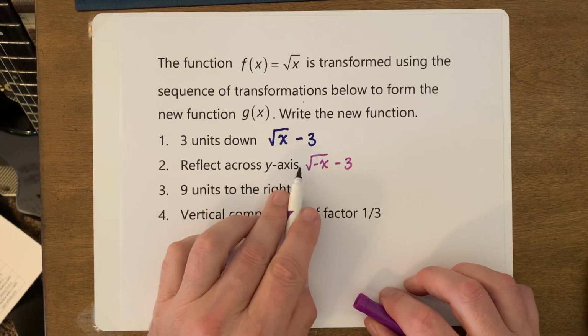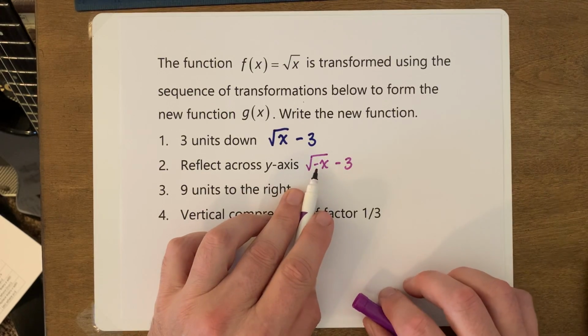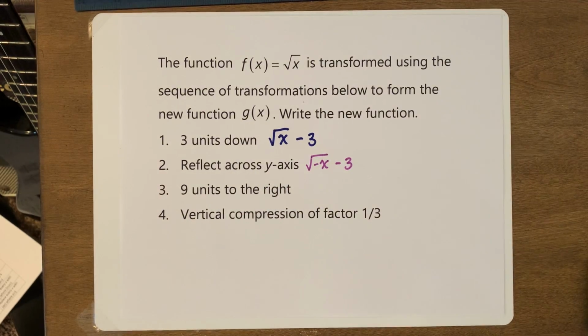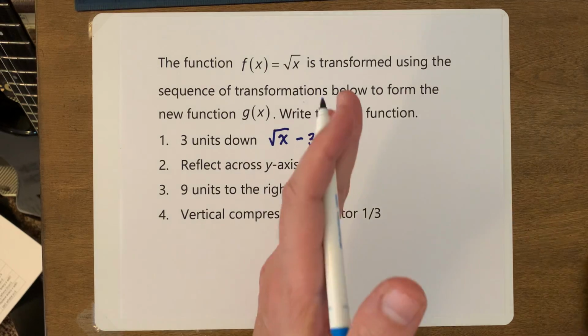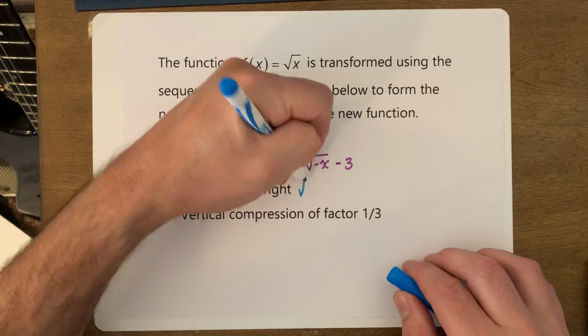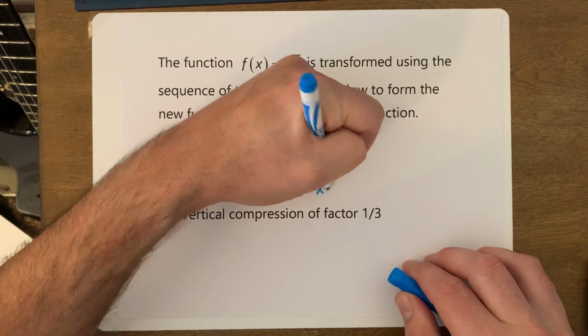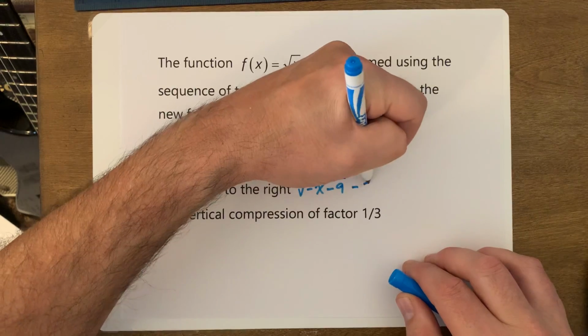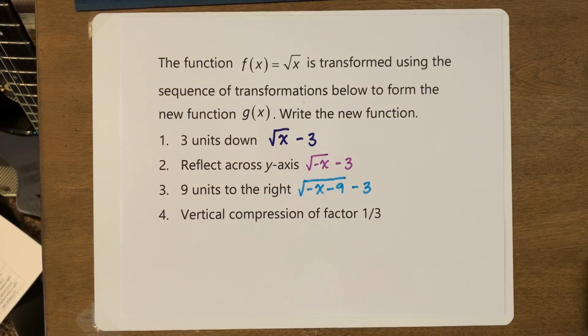Can you take that negative out? No. Leave it right there. Don't start playing around with this. Just leave it like this. Okay, 9 units to the right. If we're going this way, we have to subtract. Remember, it's opposite. So square root of negative x minus 9, and then minus 3 at the end. Okay, and we're going to check all these, by the way, too. And then vertical compression of factor 1/3.